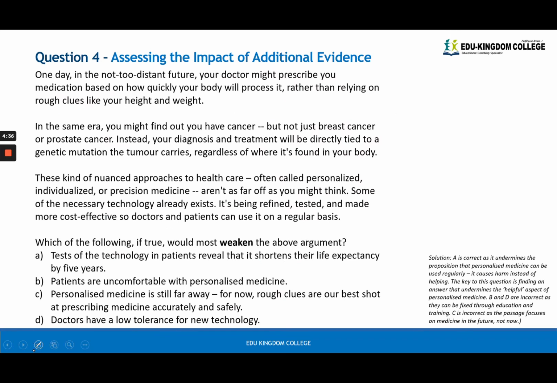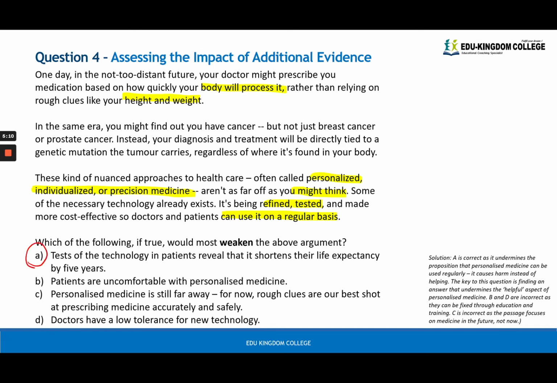Okay, so which of the following, if true, will most weaken the argument? Let's highlight. In the not too distant future, the doctor might prescribe a medicine based on how quickly your body will process it rather than relying on rough cues like your height and weight. Okay, so we talk about cancer, and this kind of nuanced approach to healthcare, often called personalized, individualized or precision medicine, isn't as far off as you might think. Some of the necessary technology already exists and has been refined so that we can use it on a more regular basis. Now, which one would weaken the argument?